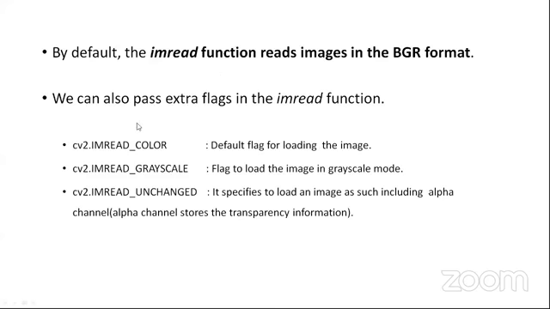We can also pass extra flags in the imread function if you want to read the image in a different format. We have cv2.IMREAD_COLOR, which is the default, and IMREAD_GRAYSCALE, if you want to read the image in grayscale format. And this is IMREAD_UNCHANGED. If your image has some sort of transparency in it, then you need to include one more additional channel called the alpha channel. That's where we use the IMREAD_UNCHANGED flag.